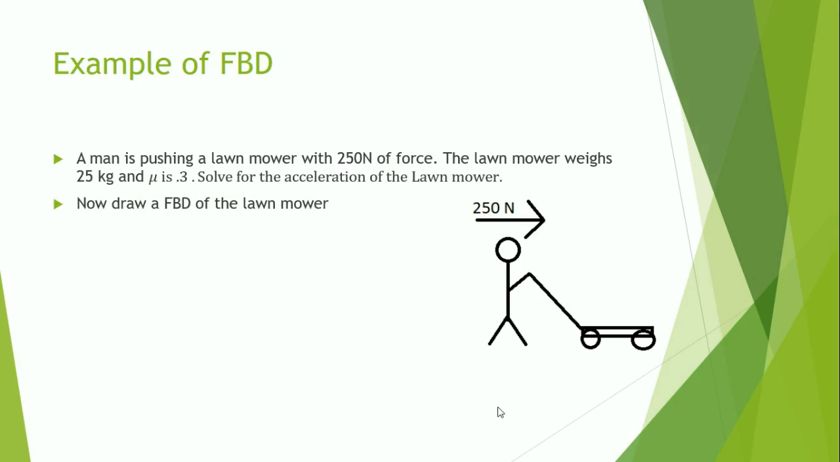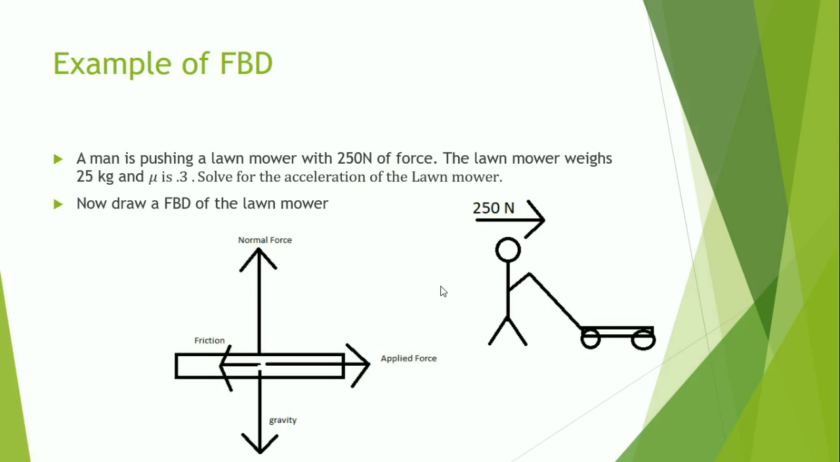So now let's draw a free body diagram of the lawnmower. Think about all the forces on the lawnmower. We definitely have weight. The lawnmower weighs something. It's on the ground. I didn't draw it here, but just imagine that there's ground here. So there's definitely a normal force. There's friction because the coefficient of friction is 0.3, so there should be friction going backwards. And there's 250 newtons that are applied.